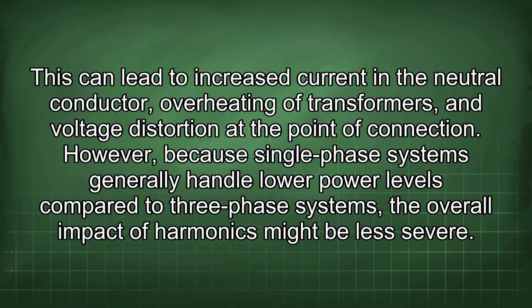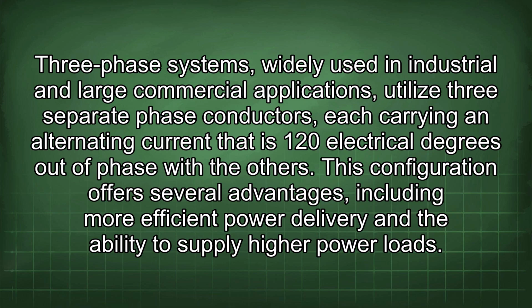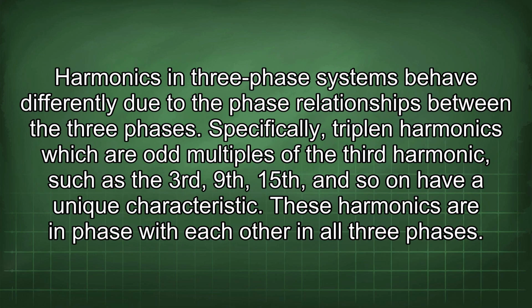Three-phase systems, widely used in industrial and large commercial applications, utilize three separate phase conductors, each carrying an alternating current that is 120 electrical degrees out of phase with the others. This configuration offers several advantages, including more efficient power delivery and the ability to supply high power loads. Harmonics in three-phase systems behave differently due to the phase relationships between the three phases.